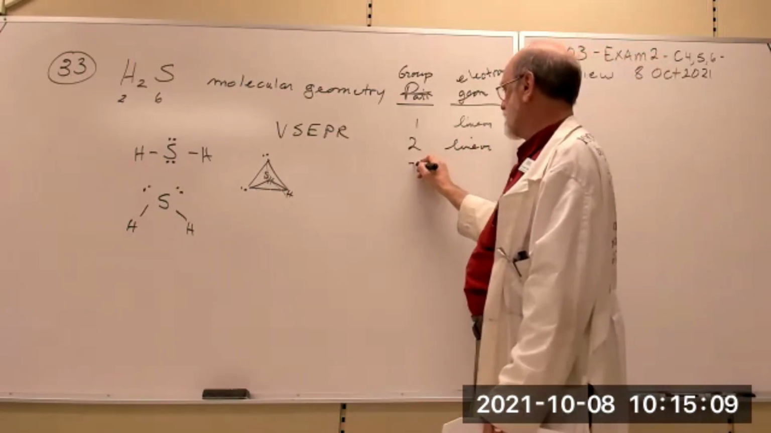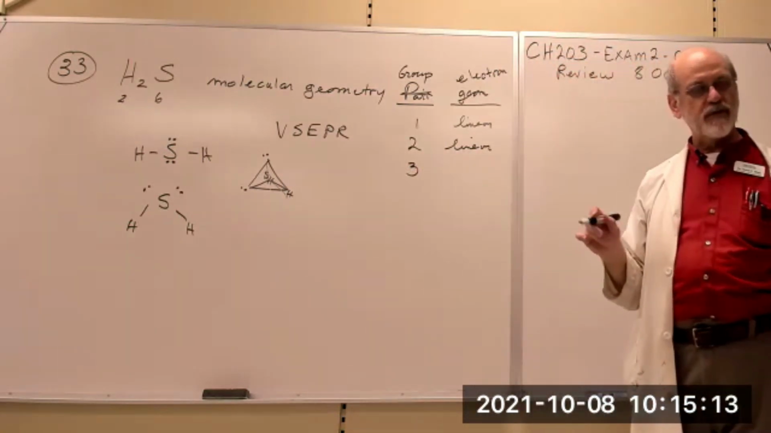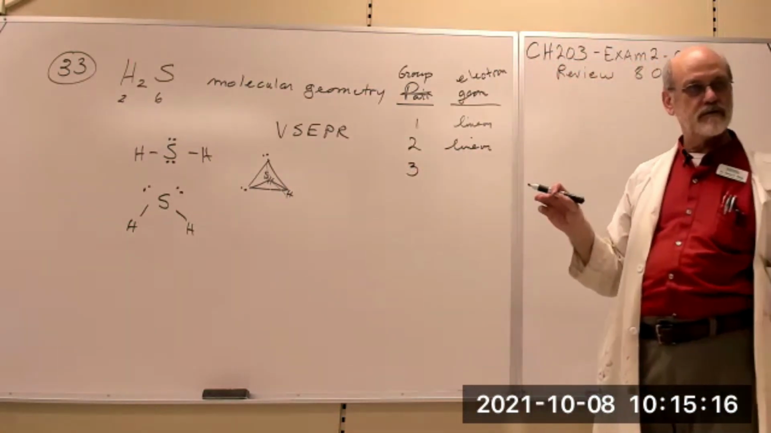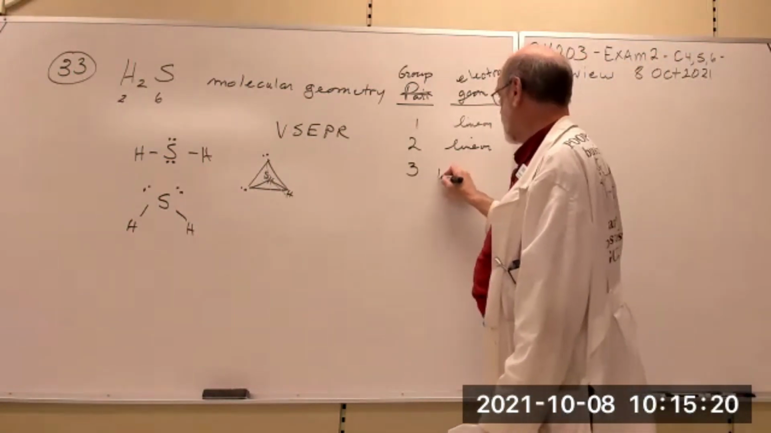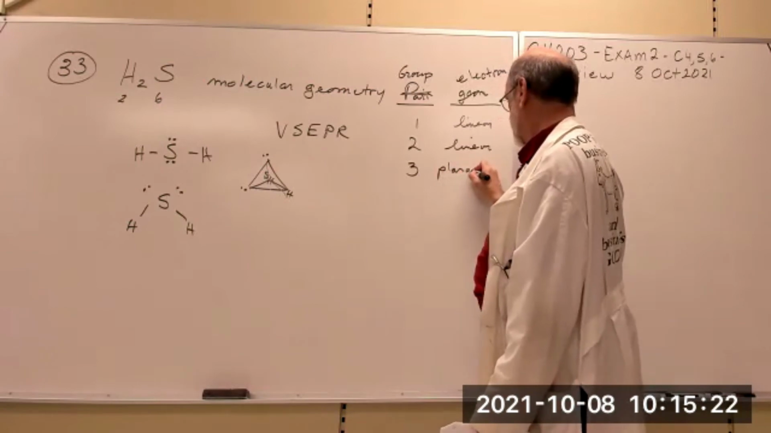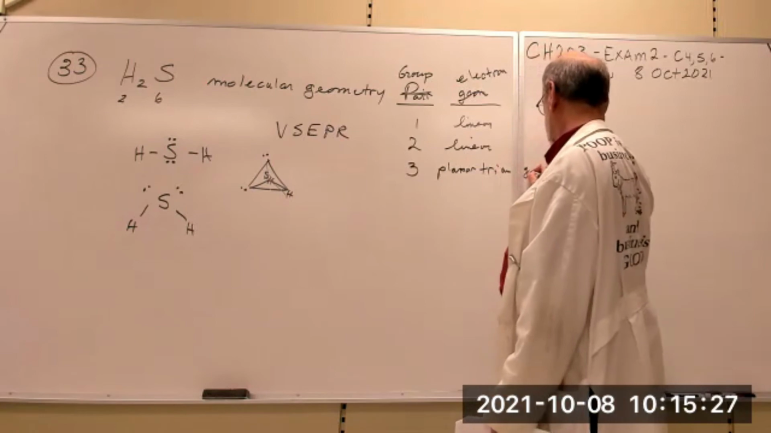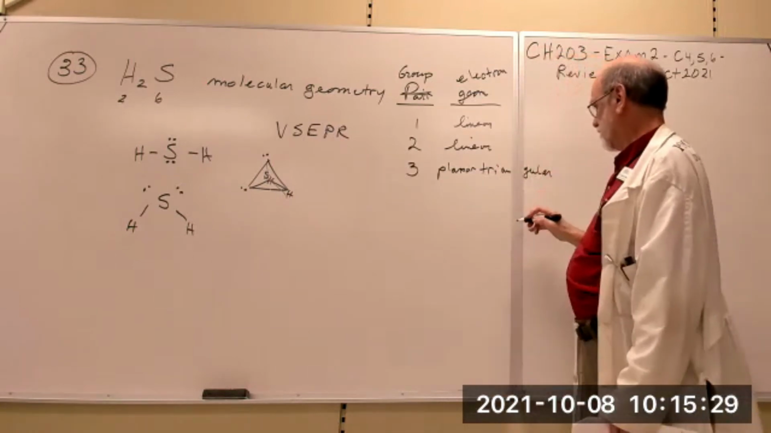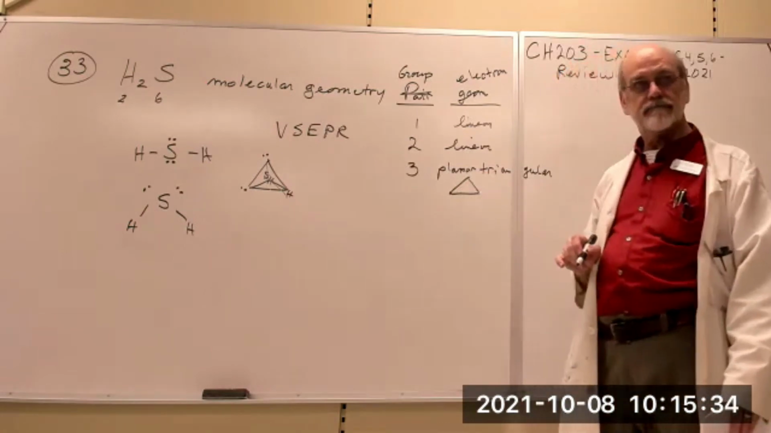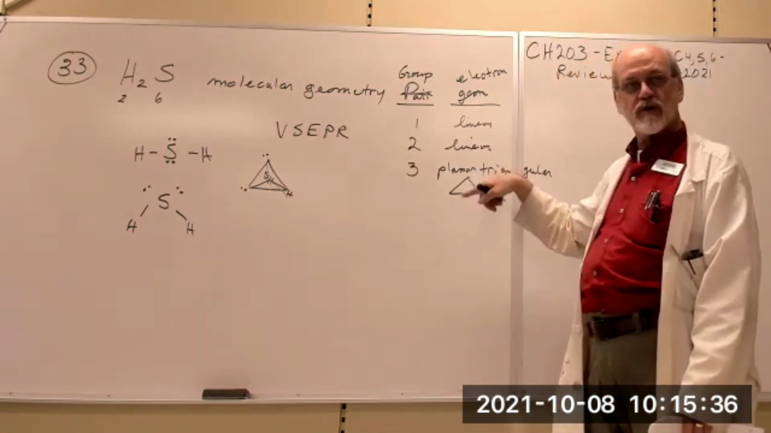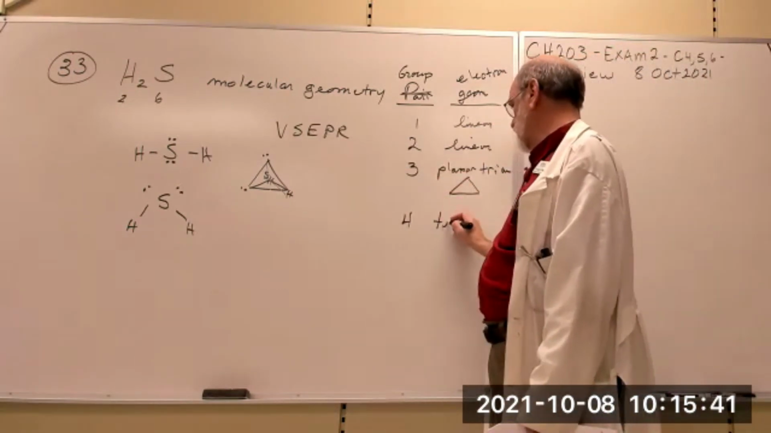If you have 3, what's a regular geometric structure that puts everybody as far apart as possible? It's a planar triangle. It's like an equilateral triangle, like that. That puts everybody as far apart as possible. And then we did this one already. So if you have 4, it's a tetrahedron.